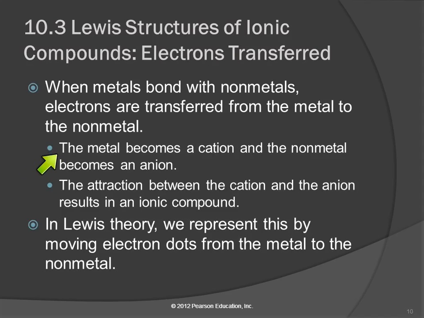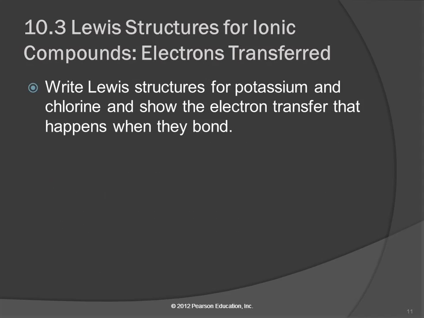So we get the formation of a cation and an anion, and then there's an attraction between those opposite charges, and that results in the ionic compound. So in Lewis theory, we can show this by just moving the dots from one atom to another. So let's look at potassium and chlorine and show the electron transfer that happens when they bond.